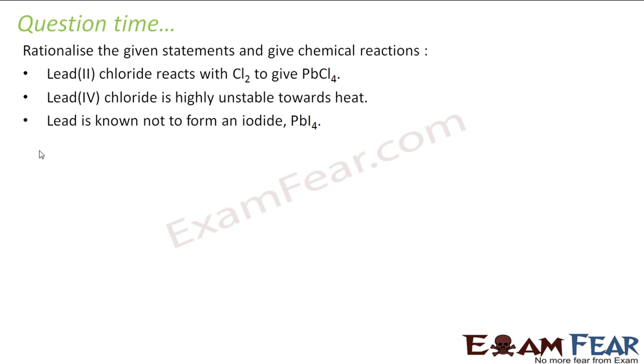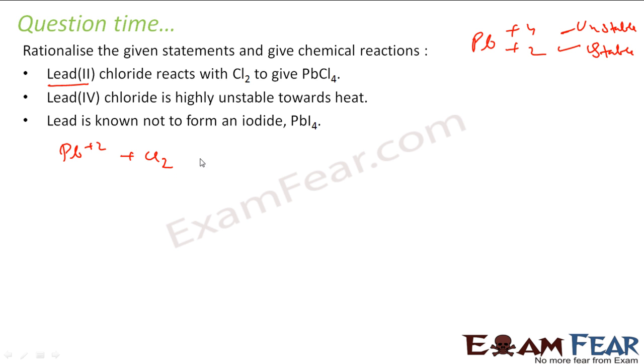You have to rationalize these given statements, all for lead. Lead chloride reacts with chlorine to give PbCl4, and lead tetrachloride is highly unstable, and lead is not known to form PbI4. So for lead, I know that I have +4 and +2 oxidation states, and +2 is stable and +4 is unstable, right? Inert pair effect. The first reaction said Pb +2 reacts with chlorine to give Pb +4. Is that possible? No. Why? Because Pb +4 is unstable. So this reaction is not possible. The second reaction says that Pb +4 is highly unstable. Yes, because Pb +4 is unstable because of inert pair effect, and it will always form Pb +2.